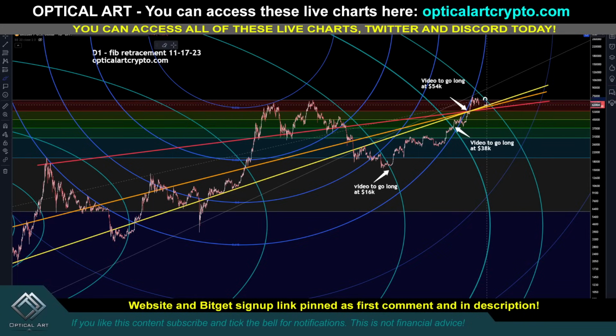Again, if we cross above this point here, we're going to go parabolic. And even if we cross it down here, we know to go long, but the likelihood of us going much lower and having a major correction will increase if we get underneath this point here. So make sure you have those targets.